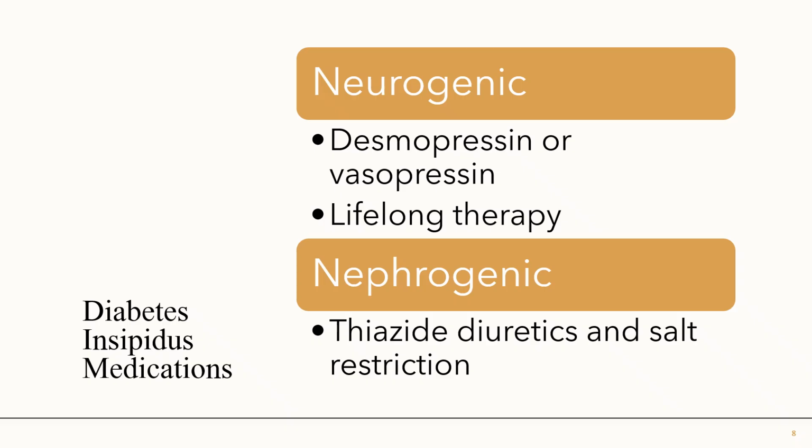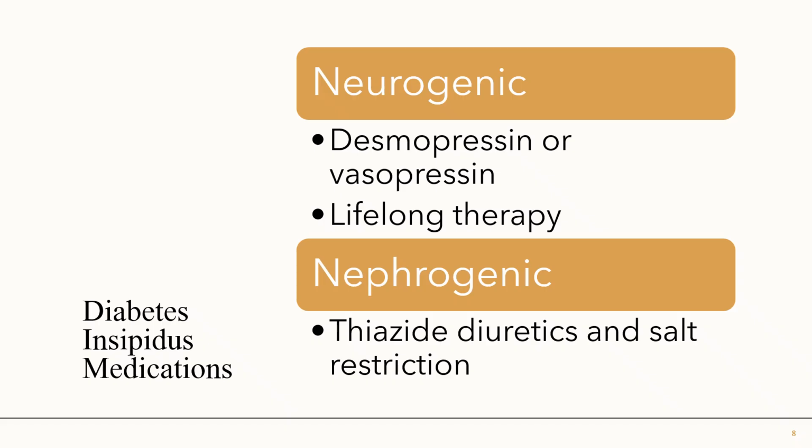When using vasopressin, assess cardiac history. Vasopressin can precipitate angina, hypertension, or myocardial infarction if increased dosing is given to patients with cardiac history due to its vasoconstrictive effects. In contrast, nephrogenic diabetes insipidus is managed with thiazide diuretics and salt restriction rather than ADH replacement.